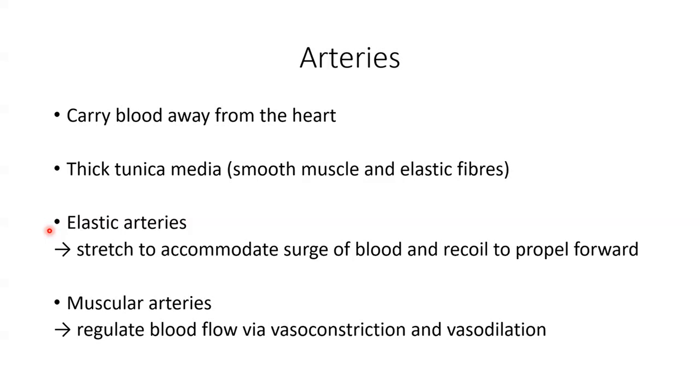These arteries help move the blood forward while the ventricles are relaxing. As blood is ejected from the heart into these elastic arteries, their walls will stretch, so easily accommodating that big influx of blood. When the ventricles relax, those elastic fibers will then recoil or get smaller again, and that helps push the blood forward. The other type of artery is our muscular arteries.